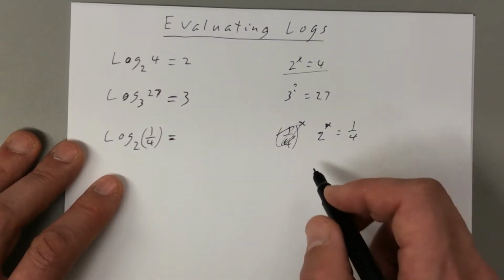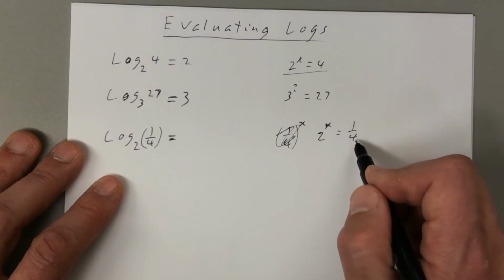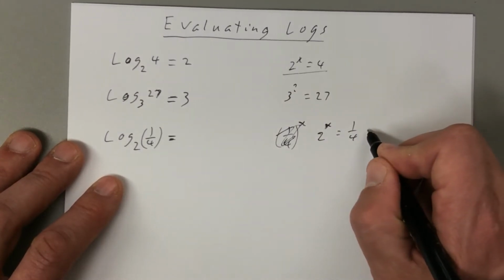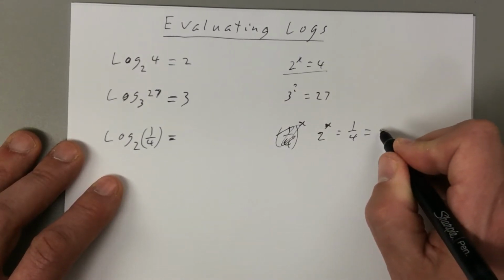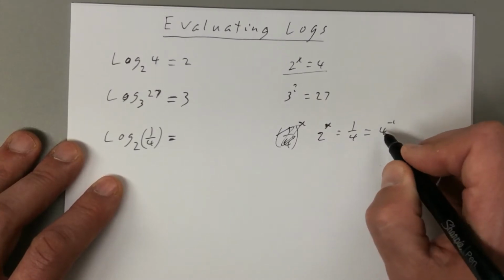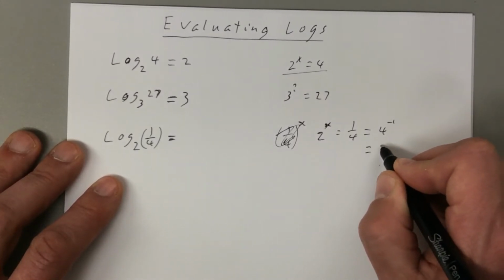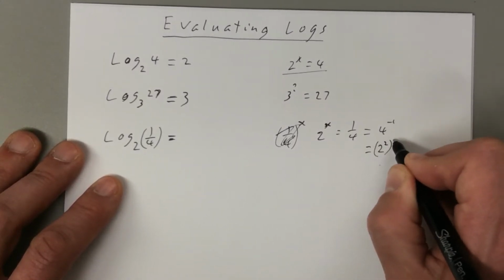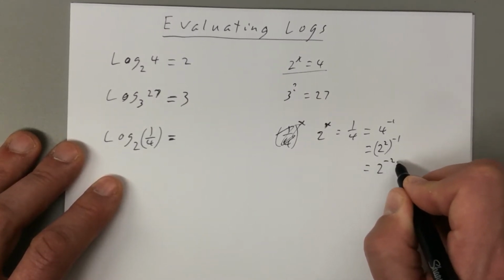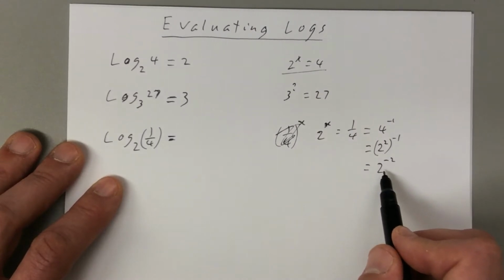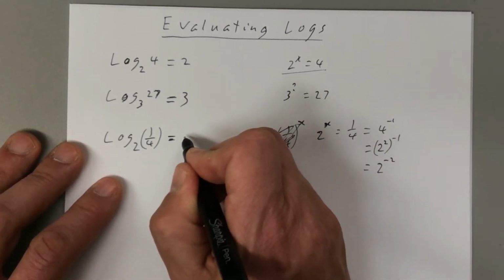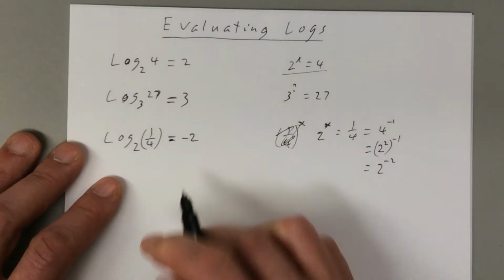Now, 2 to the what equals 1/4? Well, 2 to the negative 2. How could you look at that? You could say, okay, 1/4 is 4 to the negative 1, if we use our exponent laws, and 4 equals 2 to the 2, so 2 to the 2, to the negative 1, which then equals 2 to the negative 2. So 2 to the negative 2 equals 1/4. So the answer to that would be negative 2.